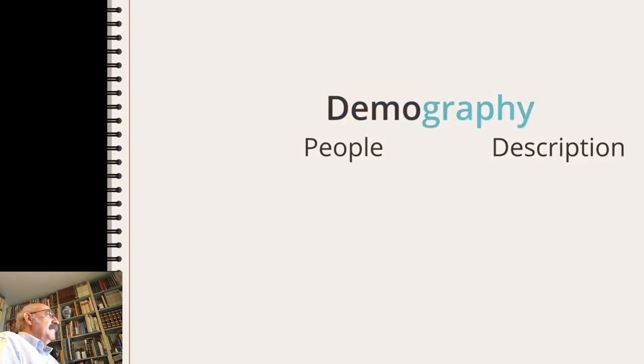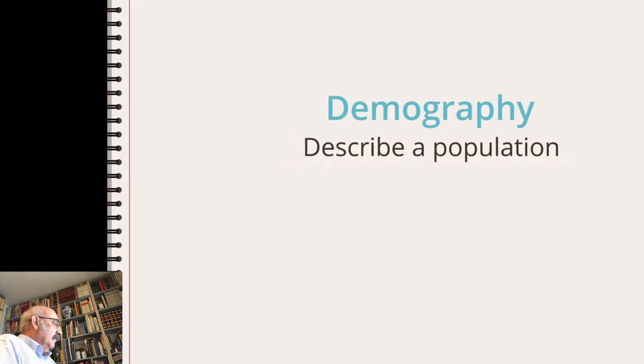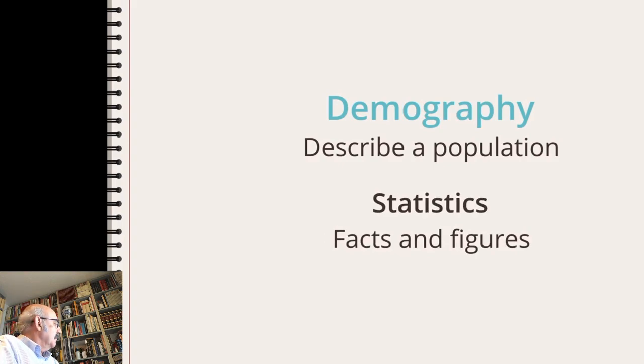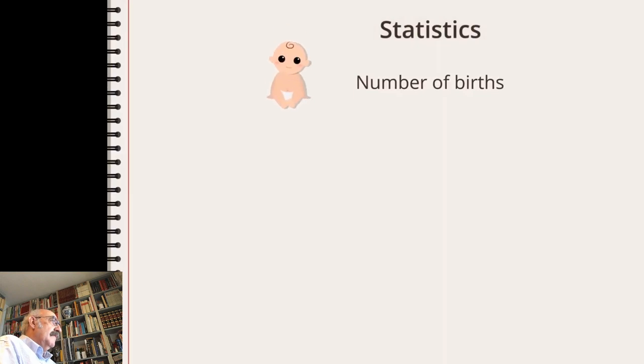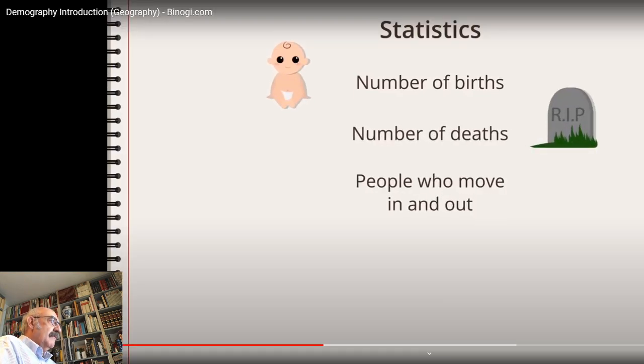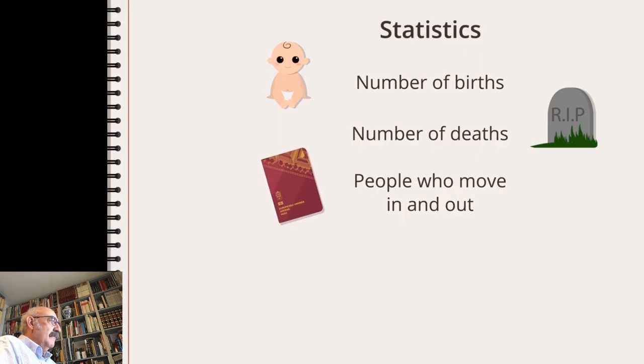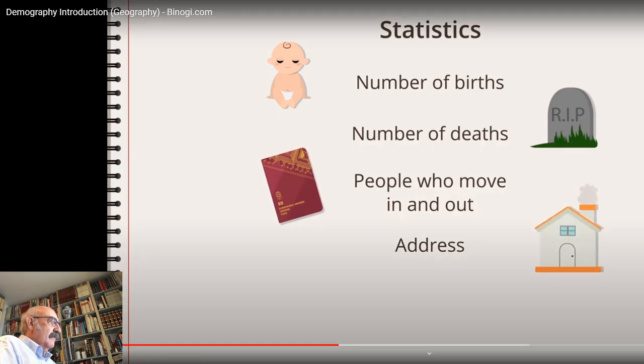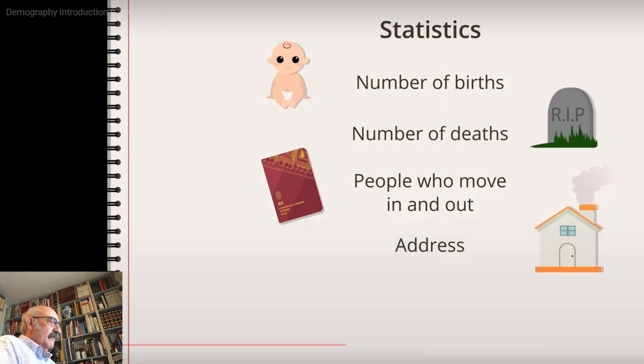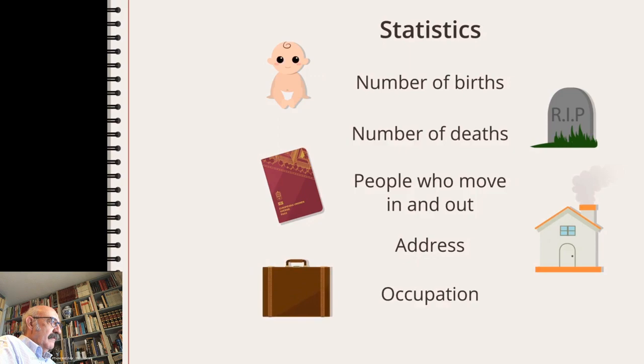The word demography comes from Greek. Demos means people, and grapho means description. Demography is what we use when we want to describe a population. And for that we need facts and figures. We need statistics. In most countries, government agencies collect information about the people who live there. The number of births, the number of deaths, how many move in and out of the country, where people live, their address, how many are studying, are unemployed, have jobs, their occupations, and much more.